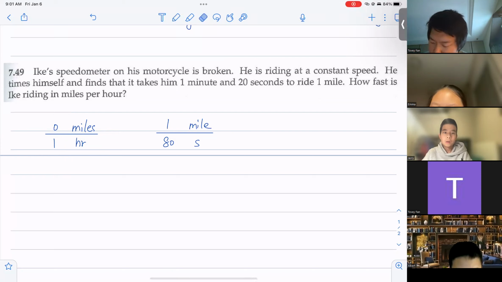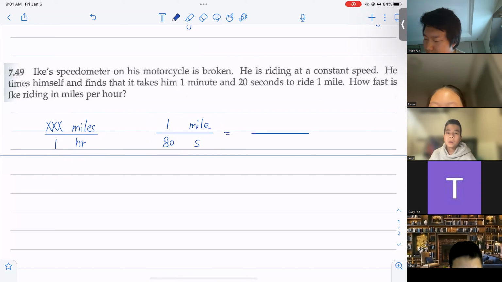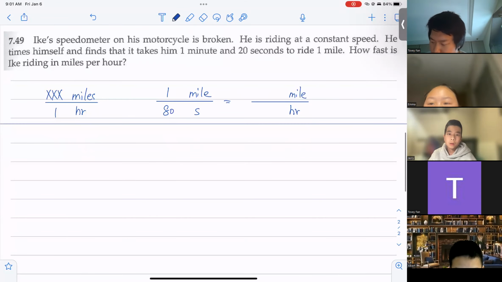Now, I'm just gonna wipe this out. So some miles per 1 hour. So now you have 1 mile per 80 seconds. How do we change it to some miles per hour? So we need to find a way to change this 80 seconds into an hour thing, right? You remember unit conversion?